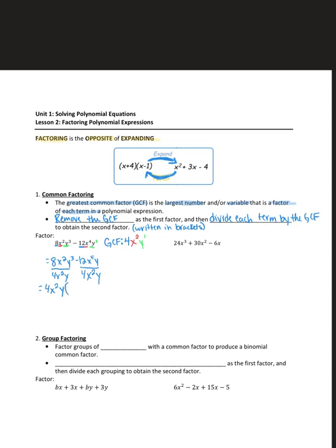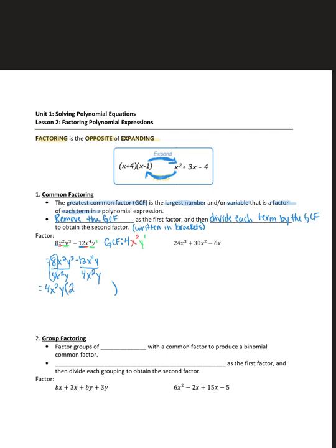Now we have to carry out all this division that we've created. So we have 8x squared y to the power of 3 divided by 4x squared y to the power of 1. We'll start by dividing our coefficients. 8 divided by 4 is just 2.